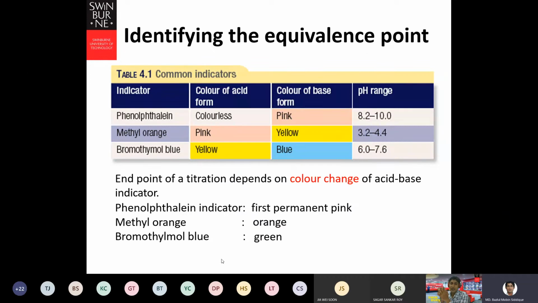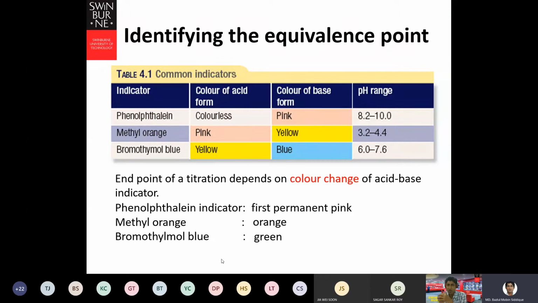And this color depends on different types of indicators and also the pH of the end product. The phenolphthalein in acidic form is colorless, but it will be pink when the medium becomes a bit basic. Okay, alkaline, becoming more alkaline, it will be in pink color.